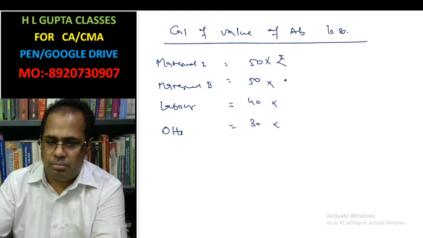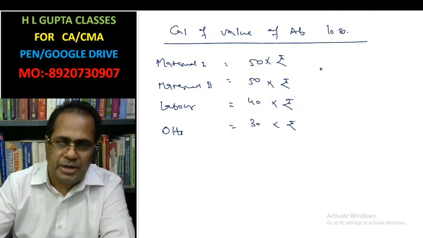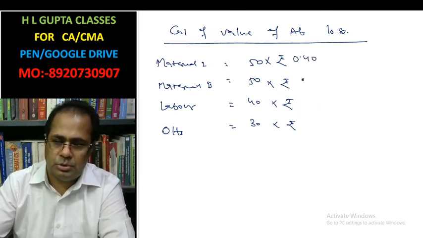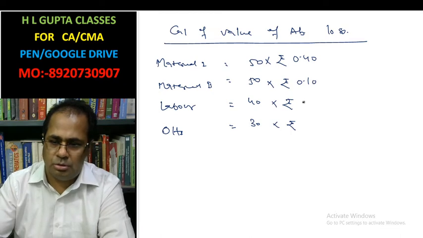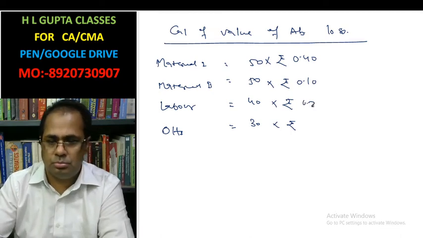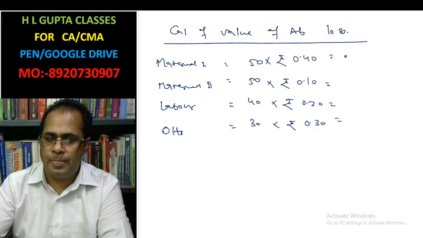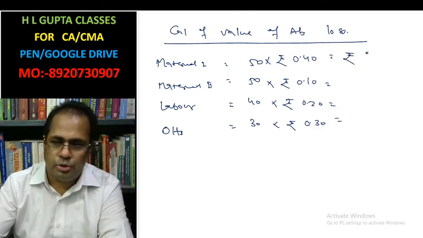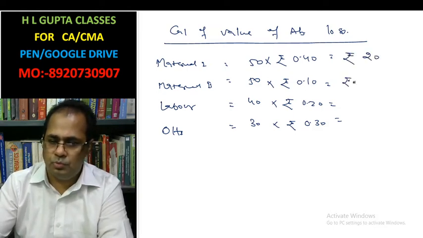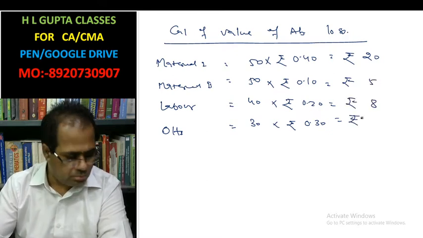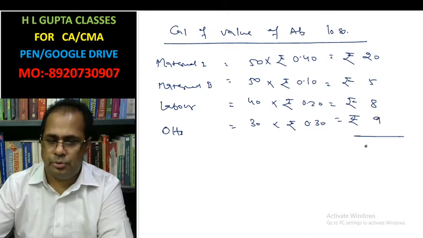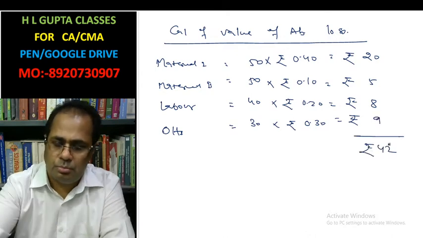Cost per unit is given here: 0.40, 0.10, 0.20, 0.30. Its cost is 20, 5, 8, 9. Total cost is 42.